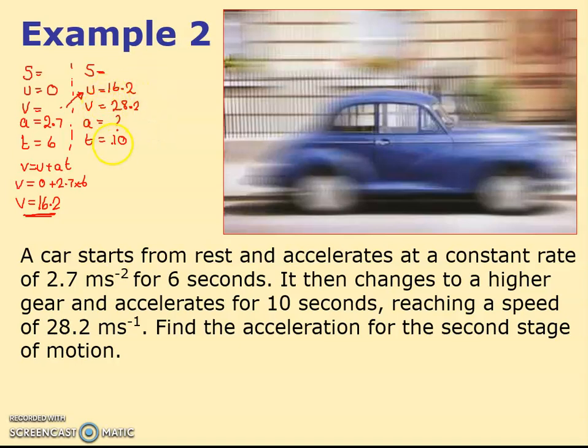So what am I after? Now I'm after the a. This looks to me like v equals u plus at again. Of course it is. I've got to rearrange it. So it's 28.2 equals the 16.2 plus a, which I don't know, times the 10. So I can just write 10a there. Move that over the other side. Take that away, it gives me 12 equals 10a. And therefore a equals 1.2 ms to the minus 2.